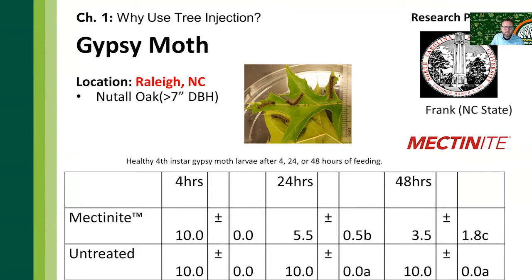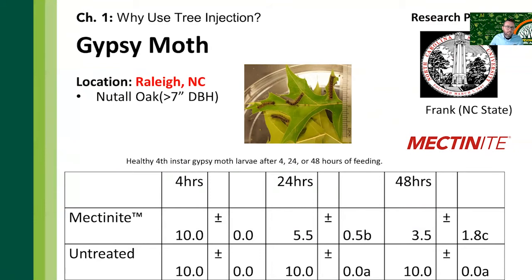But some other things to think about, some other invasive pests where we could be using tree injection, and specifically with emamectin benzoate, and again, Mectinite, our product, is gypsy moth. So again, gypsy moth is an introduced pest. Again, it might not be a primary tree killer, but it severely weakens these trees, and then other pathogens, other pests can move in and do the job.